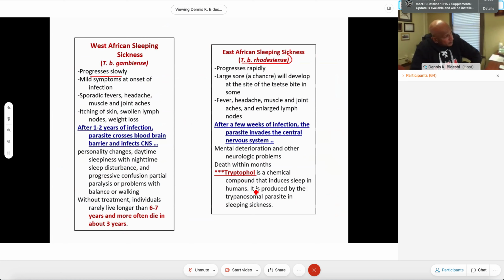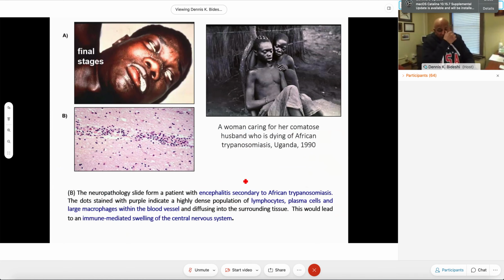So these organisms produce a chemical, tryptophol, right over here. This is a chemical that can induce comas. In other words, sleeping. Think about it that way, right? Here are some pictures of people who are infected with Trypanosoma brucei. This person is in the final stages of life. So he's already in coma. There's a reason why. That parasite is in the brain. There's so much brain destruction that goes on. There's no recovery from this, all right?